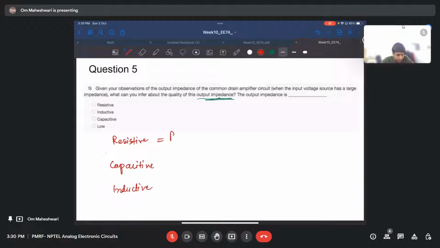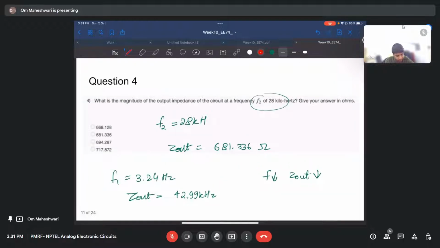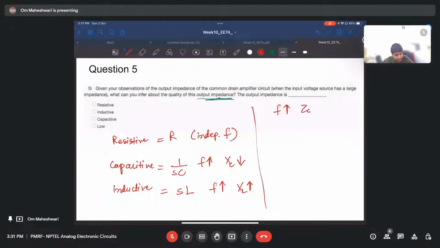A resistor is simply R, right? So it is independent of frequency. Capacitance is 1 by SC, so when frequency increases, XC decreases. And inductive is S into L, so when frequency increases, XL increases. So what did we have? When our frequency was increasing, our impedance was increasing. So not load, I should say our output impedance behavior is inductive. So we will have inductive behavior.